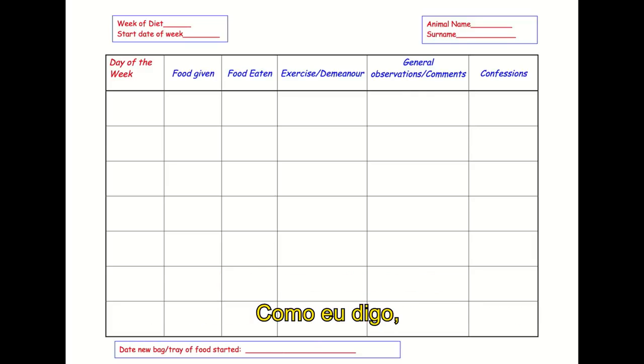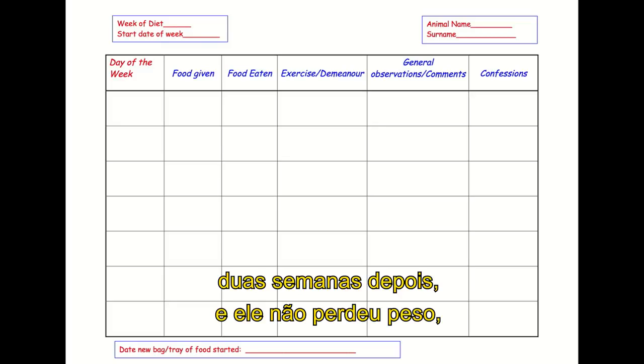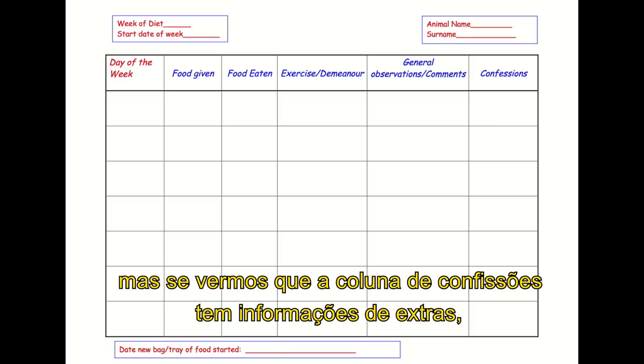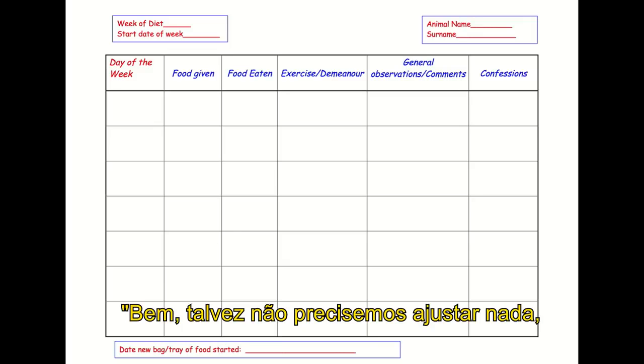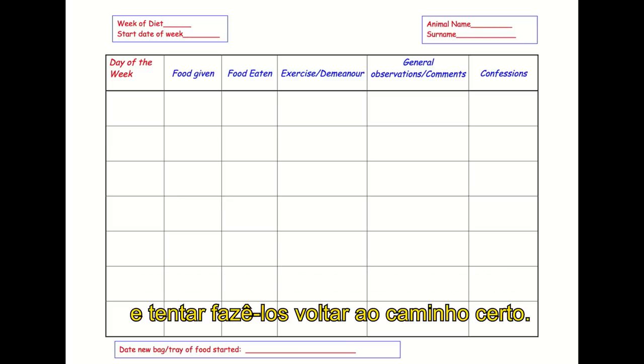And as I say, seeing this evidence will really help us, because if we see a patient back 2 weeks after we saw them last and they've not lost weight, we're going to be inclined to make an adjustment to, for example, the food that we're giving. But if we see that the confessions column has a lot of extras in it, then we may want to think about, well, perhaps we don't need to adjust after all. Perhaps we just speak to the owner again about those extras and try to get that back on board.